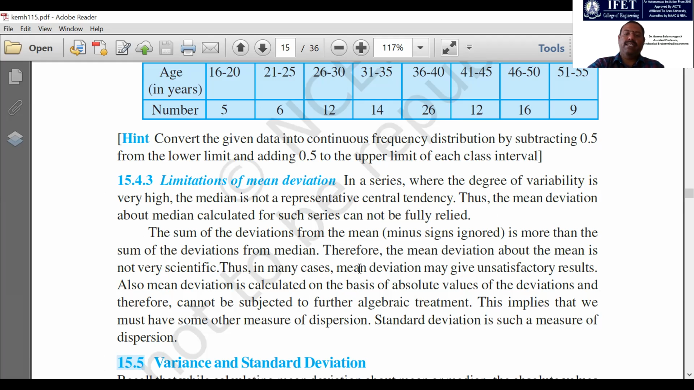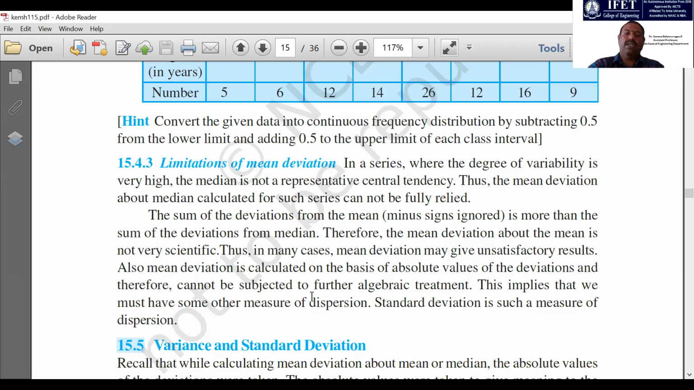Thus, in many cases, mean deviation may give unsatisfactory results also. That I already told you. There is a mismatch between the deviation calculated from the median and the deviation calculated from the mean. Because of this mismatch, we can end up with unsatisfactory, unexpected, not reliable results. Therefore, we have to switch over to another concept or method called standard deviation.